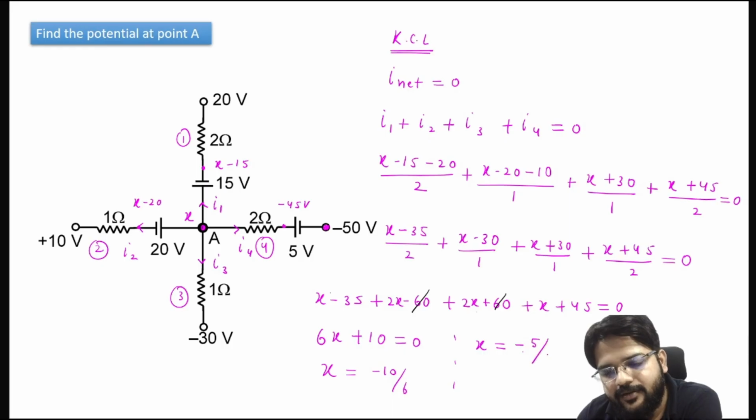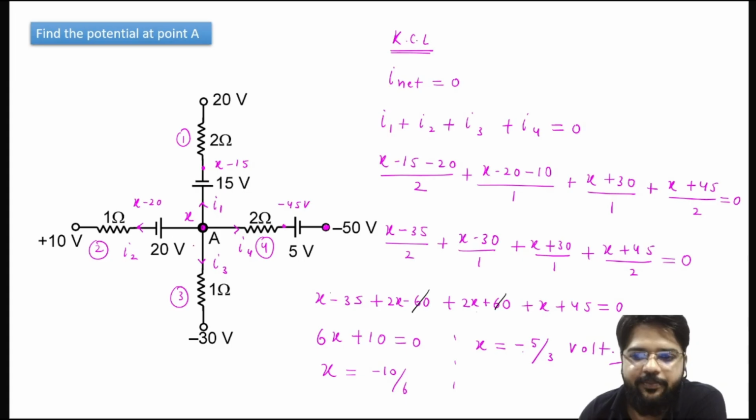minus 5 by 3 volt. So potential at A point, what we got is minus 5 by 3 volt. This thing we are getting. Alright, so at the A point we got the potential. So like this we can do this question, and if we have similar questions of this type, we can approach them like this. I hope this is clear, everyone. Note down.